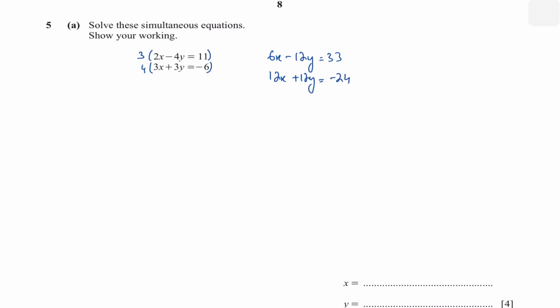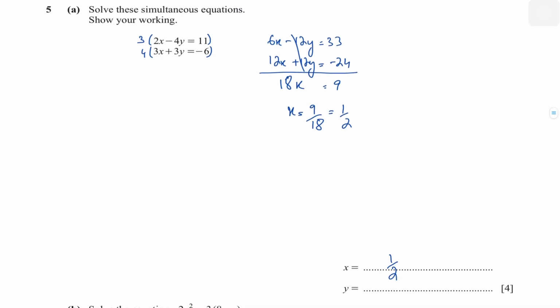Make sure that you multiply all three values. So 33 minus 24 is going to give me 9. This will get eliminated, which is exactly what we wanted. 12x plus 6x is going to become 18x. So x is equal to 9 upon 18, which is equal to 1 upon 2. So we have the value of x right away. And now let's figure out the value of y. So I'm going to use the first equation.